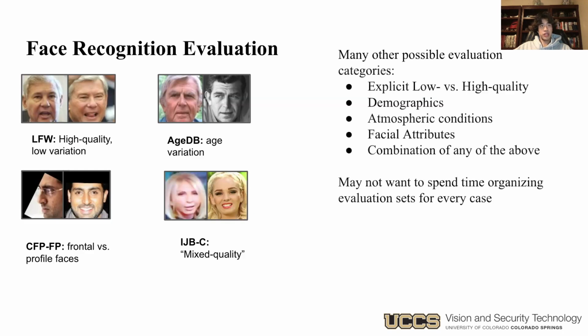So, in facial recognition, there are many possible evaluation categories, from low versus high quality sets, different demographic sets, atmospheric conditions, and facial attributes. You can have any combination of these sets, but you don't necessarily want to spend too much time organizing these sets and hand creating them for evaluation. And that's where our toolkit comes into play.